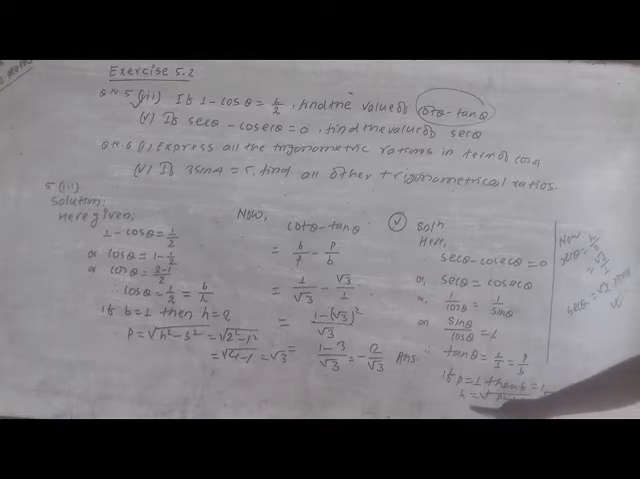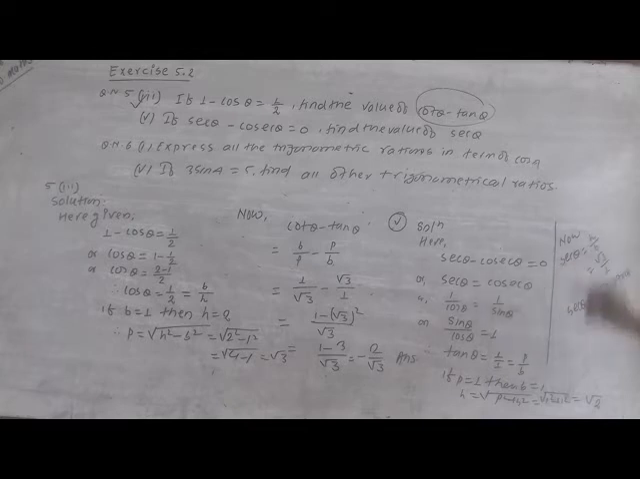Use Pythagoras theorem and find the value of h, the hypotenuse, and then you know that sec theta is equal to h by b. Here you put the value of h is equal to root 2, and b is 1, so we have root 2. In this way you solve these types of questions in your exercise. You will find these questions in your exercise. We also completed question number 5.